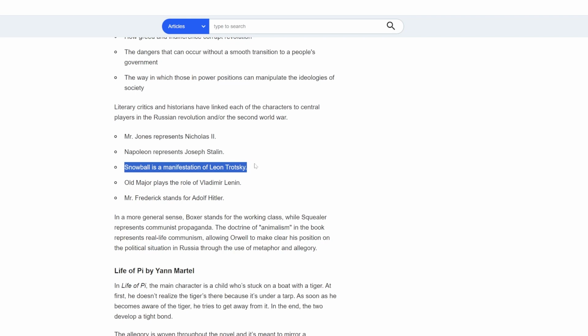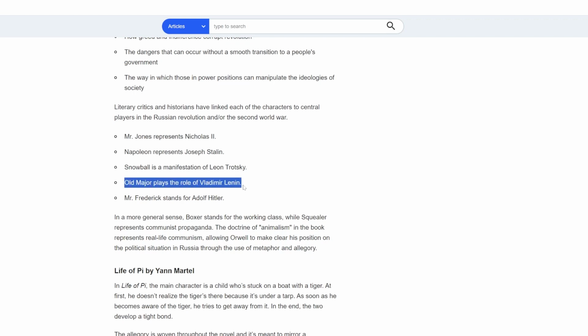Snowball is the manifestation of Leon Trotsky. Now, what ends up happening here is that there's actually a misunderstanding that Leon Trotsky wasn't as innocent as a lot of people think. Knowing a little bit about the revolution, Leon Trotsky was just as willing to do very horrendous things as Stalin, but Stalin was just a lot better at it.